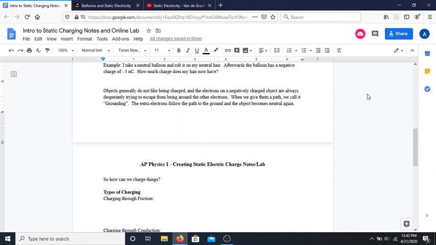All right? And what we usually call that is that if we take a charged object and we give it a path for the electrons to escape, we refer to that as grounding. All right? And basically what happens is if I have something that's negatively charged and I ground it, so usually you just touch it with a piece of wire and that wire goes into the ground, the electrons now have a path to escape and they all go through the wire and into the ground, and the object becomes neutral again. All right?